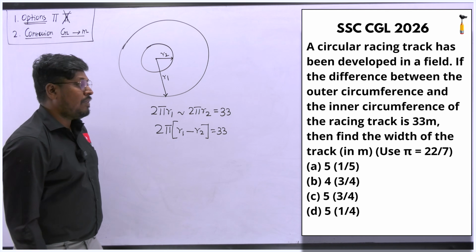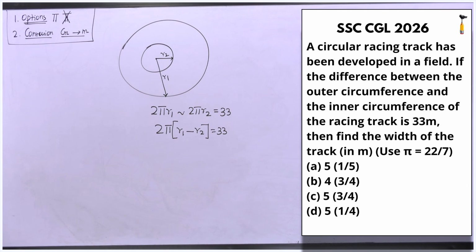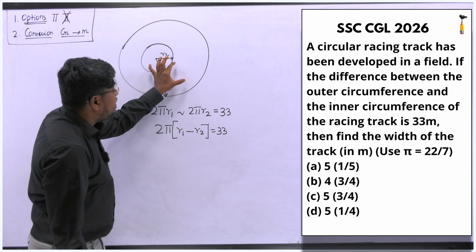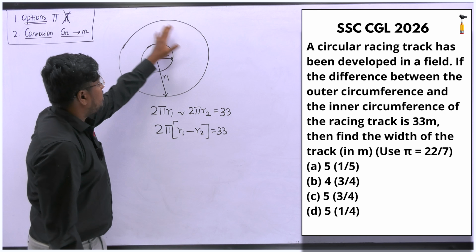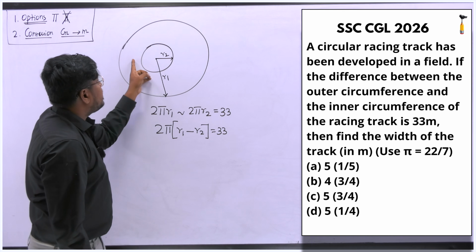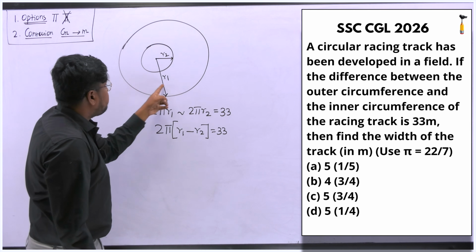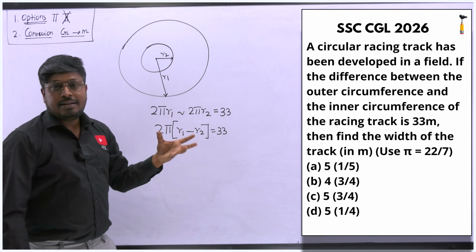Our target is to find the width of the track. So friends, here we need to find the width of the track. The width of the track is nothing but this part, because this will be one circle and this will be another circle. So the width will be this part. This part will actually be the circular track. So we need to find that circular track width.